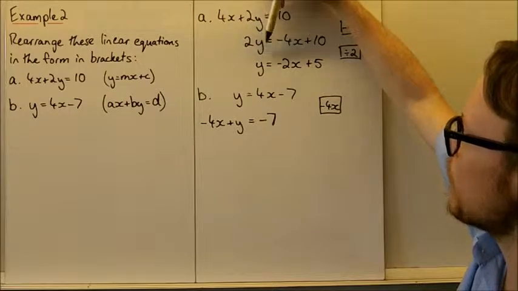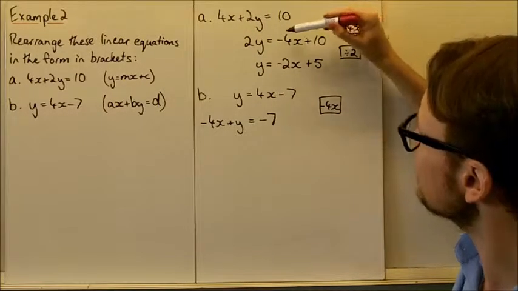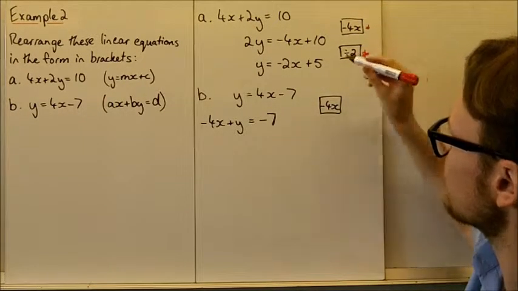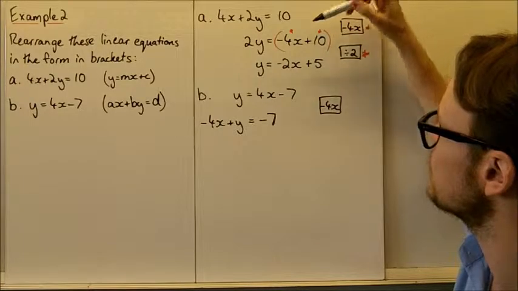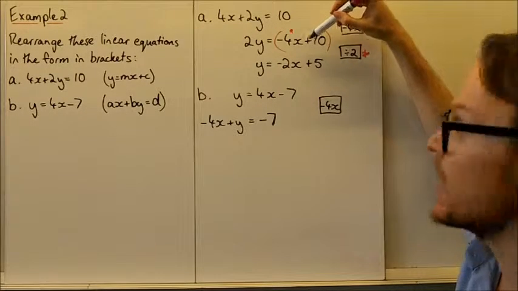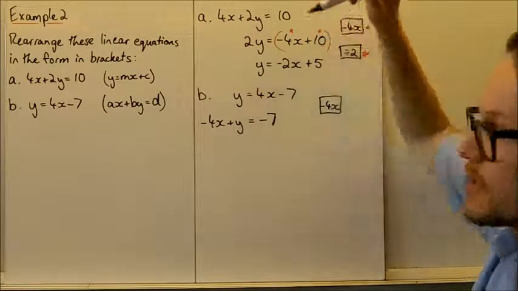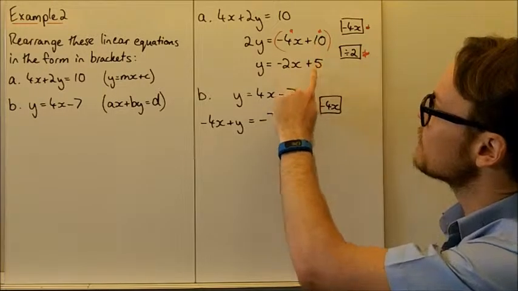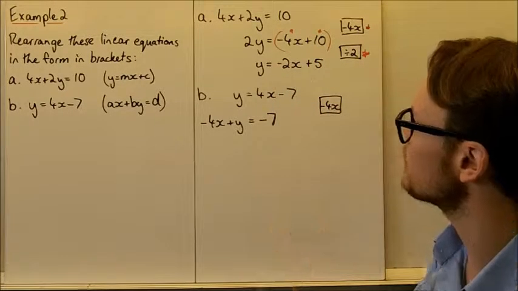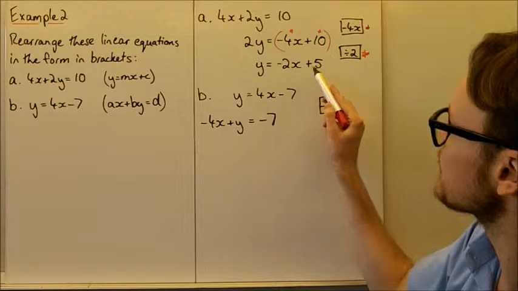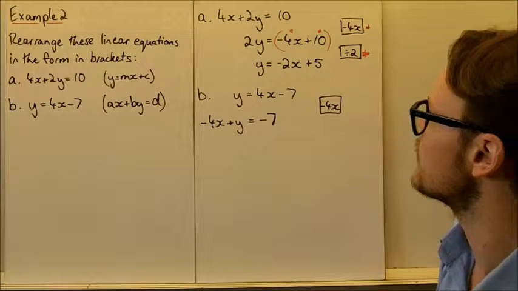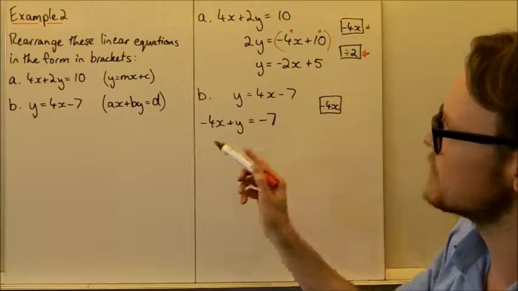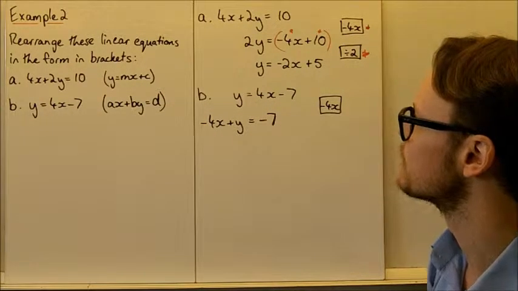So dividing 2y by 2, I get y. Now I need to divide the whole side by 2, the whole lot by 2. So it means I need to divide this by 2 and this by 2. Negative 4x divided by 2 is negative 2x, and 10 divided by 2 is 5. So now I'm left with that form, y equals mx plus c, y equals some number times x plus another number, and I've answered the question.